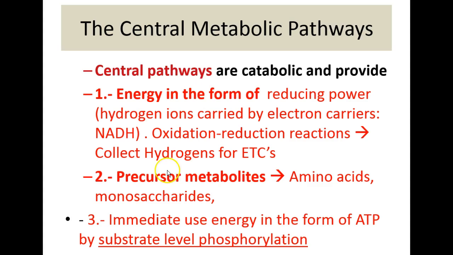Central metabolic pathways will also produce precursor metabolites in the forms of amino acids and monosaccharides. Finally, these central metabolic pathways, glycolysis and the Krebs cycle, will also provide some immediate use energy in the form of ATP. These ATP will be created during these pathways by a process called substrate level phosphorylation.